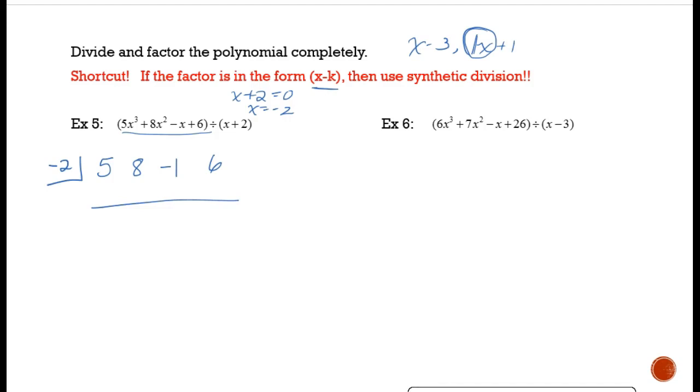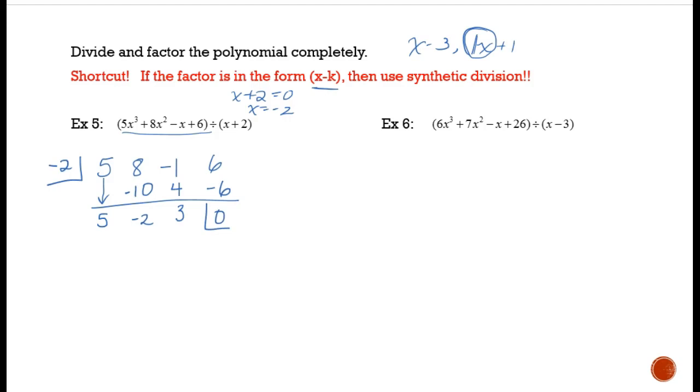All right, that's the setup. And then the way you work it is you bring that first coefficient straight down, and then you multiply. 5 times negative 2, negative 10. 8 minus 10 is negative 2. So negative 2 times negative 2 gives me positive 4. Negative 1 plus 4 is positive 3. 3 times negative 2, negative 6. And 6 minus 6 is 0.